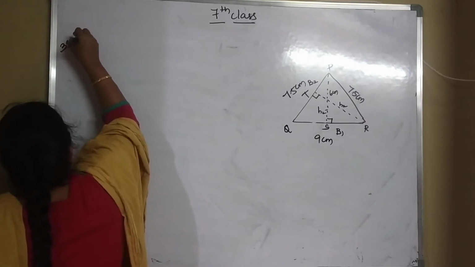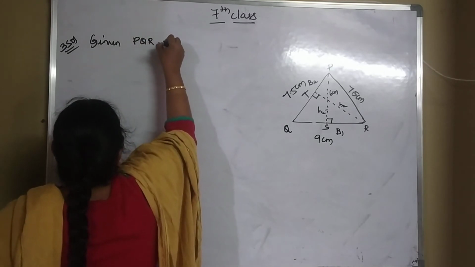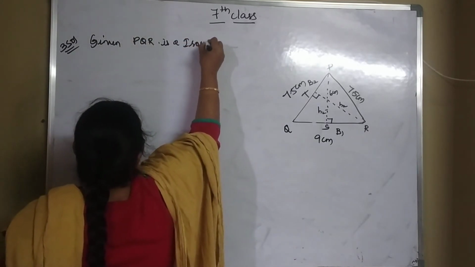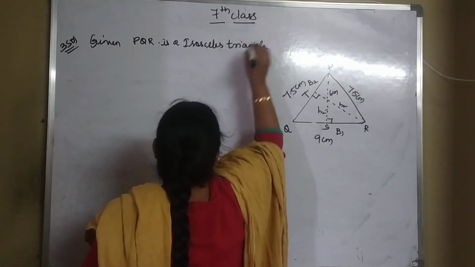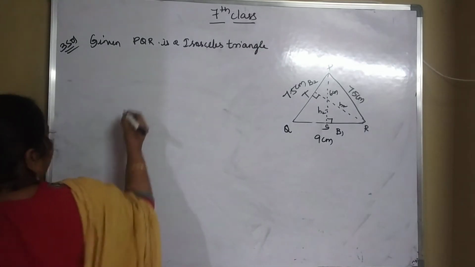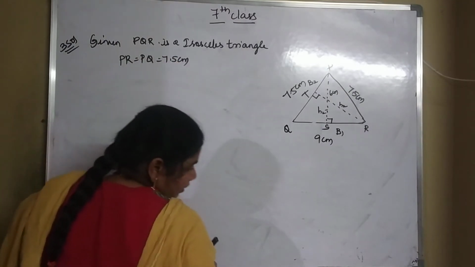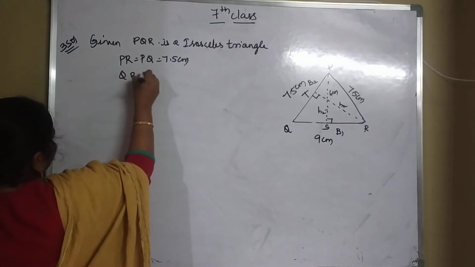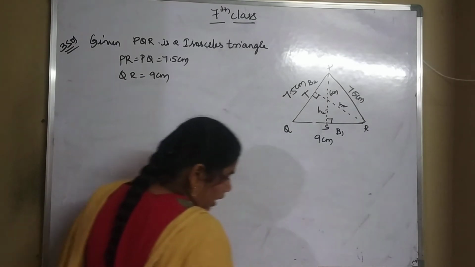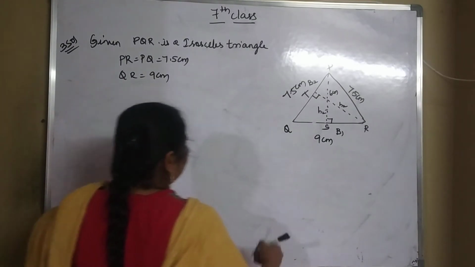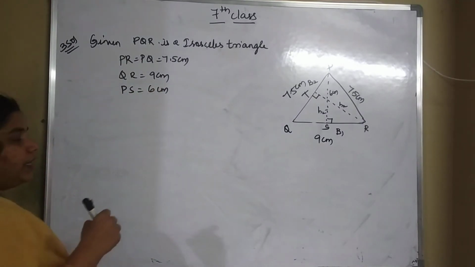So here, given PQR is an isosceles triangle, and they have also given that PR is equal to PQ is equal to 7.5 centimeters and QR value they have given as 9 centimeters. Okay. Now, and also they have given the height PS. How much? PS is 6 centimeters. Okay, now we are applying the area of a triangle.